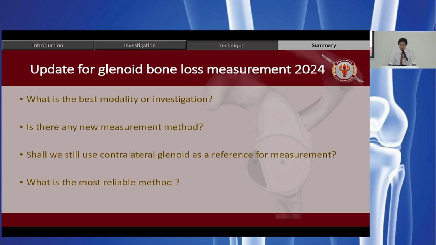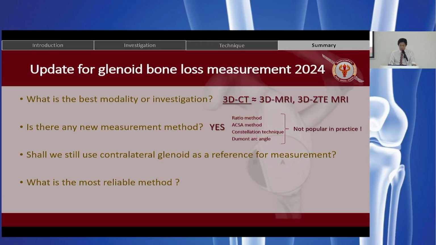So from all of my review, here we can answer these questions. First, what is the best modality of investigation? I think 3D CT is still the best modality, but it has comparable results to 3D MRI and 3D zero echo time MRI. Second, is there any new measurement method? Yes, we have. A lot of techniques have been proposed in recent years, but they are not popular in practice. Third, shall we still use the contralateral glenoid as a reference for measurement? The answer is no, and we recommend using the best fit circle instead.